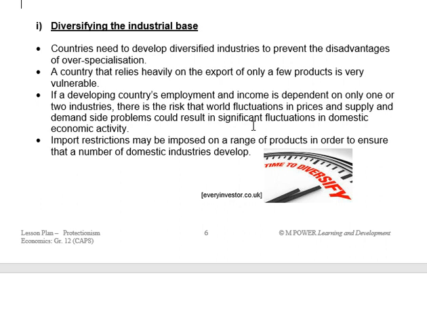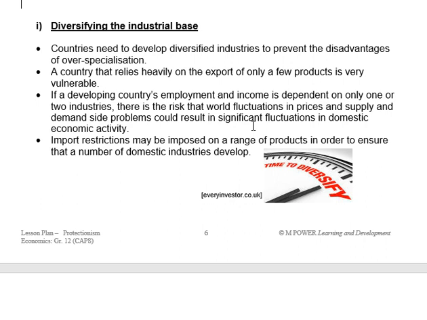So we can sometimes use import restrictions on certain products to give our domestic industries time to develop so that they can get better at what they do, increase their production, and potentially in the future also export. If we look at South Africa's main exports, of the top 5 exports, you will see that a lot of it is still minerals.